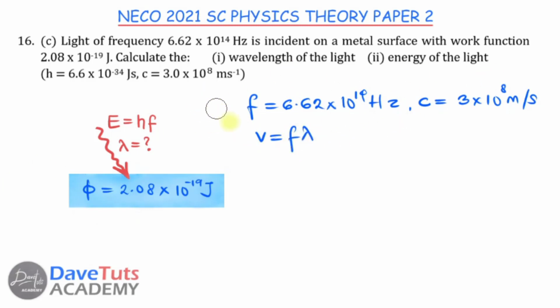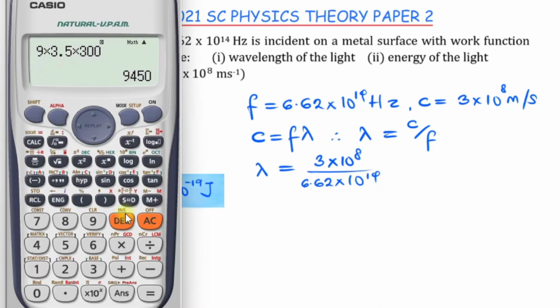So let me just put that what we are actually having inherently is c, and c is equal to frequency multiplied by lambda. So the wavelength lambda will be the speed of light over the frequency, and since we have the speed of light and frequency, we can say lambda in this case is going to be 3 times 10 raised to the power 8 over the frequency 6.62 exponent 14. So we can bring in our calculator to say 3 exponent 8 divided by 6.62 exponent 14. So this is going to give us 453 exponent minus 9.